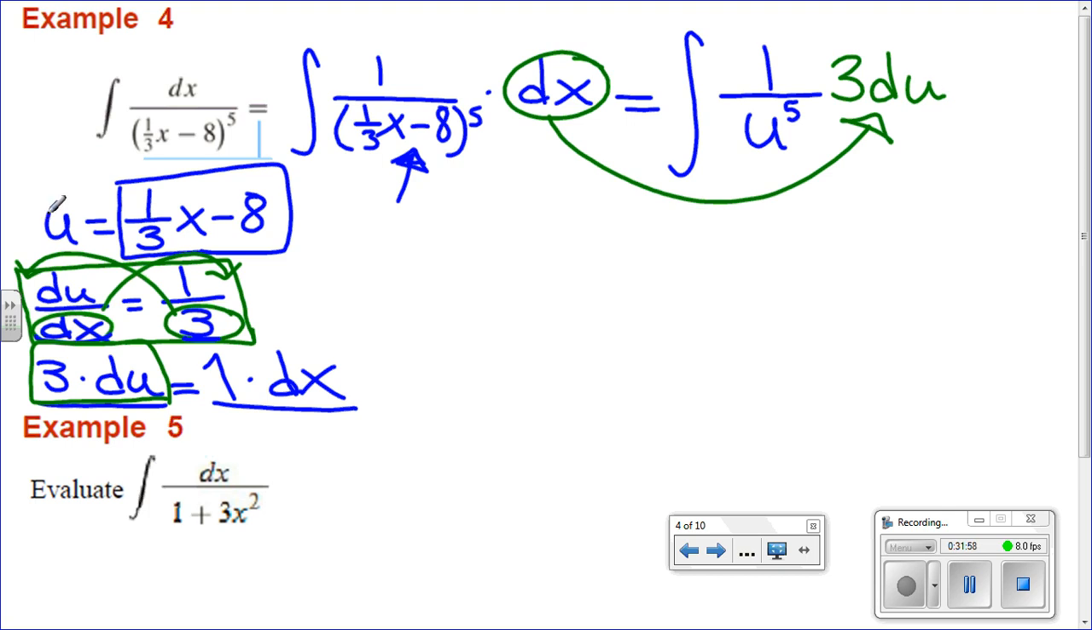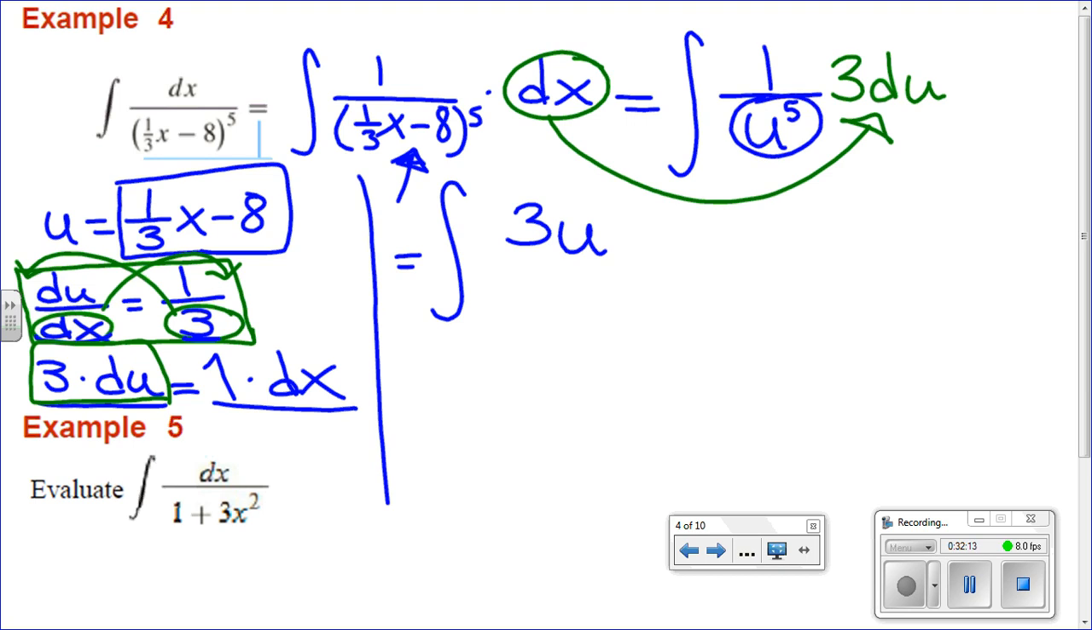Okay, now I'm going to simplify it a little bit. So this 3 could be here, and then we could have u to the power, if I move this exponent up to the numerator, it will be u to the power negative 5. And then we have du right here. Now right here, this 3, we could take it outside of the integral, factor it out, and then we just have this.